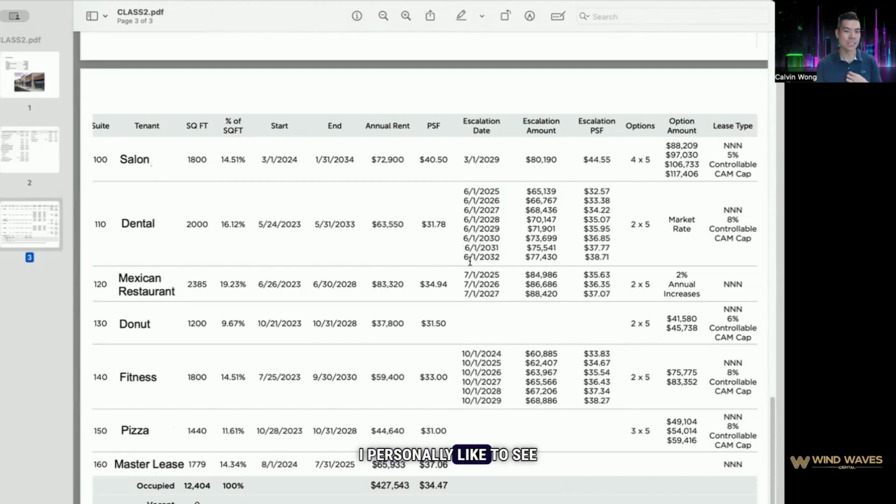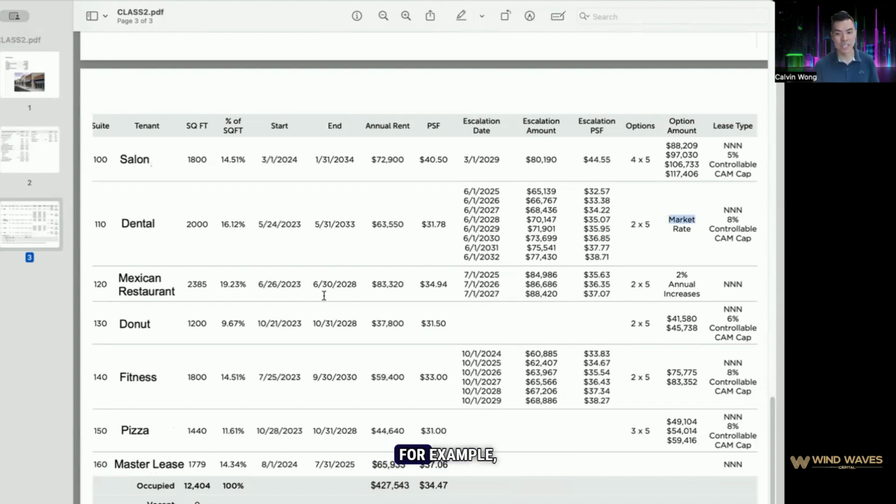I personally like to see that when the tenant's lease is up, their renewal option is at a market rate. This would be the dental tenant. If the market rate is much higher than what they're paying when they renew, you can enjoy that huge increase, and that translates to a higher valuation of your property.